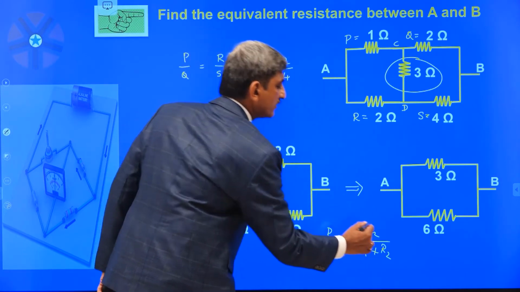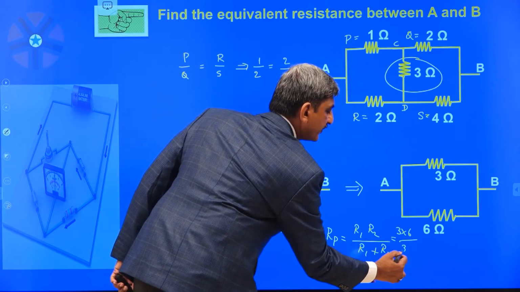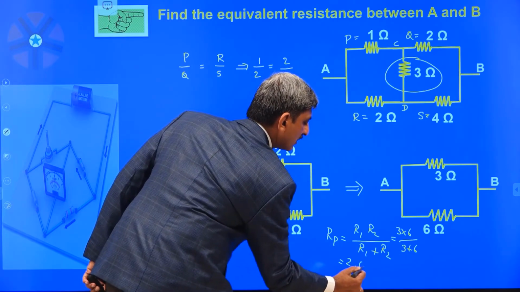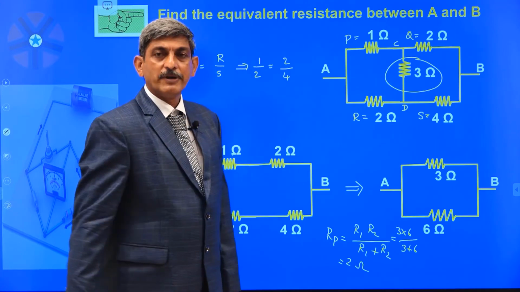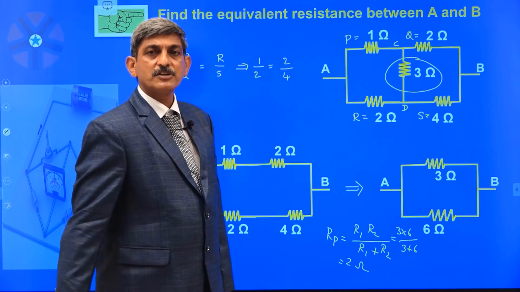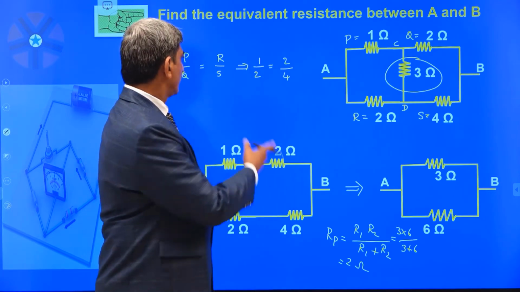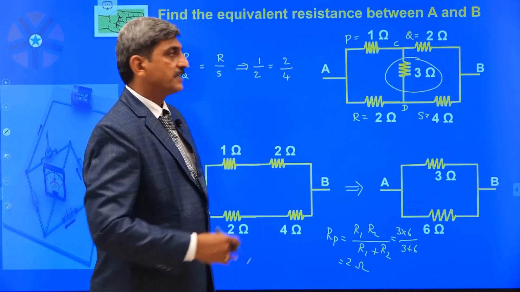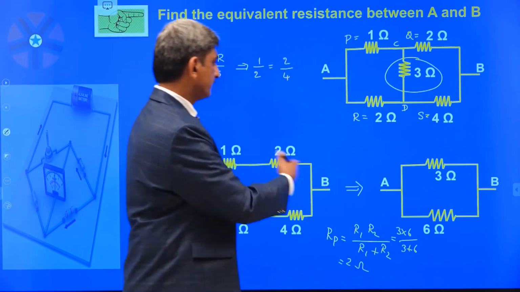So substitute the values, it gives 3 into 6 divided by 3 plus 6. This is equal to 2 ohms. So by using the balancing condition of the Wheatstone bridge, the circuit is easily simplified by eliminating the resistance in the place of the galvanometer, right?